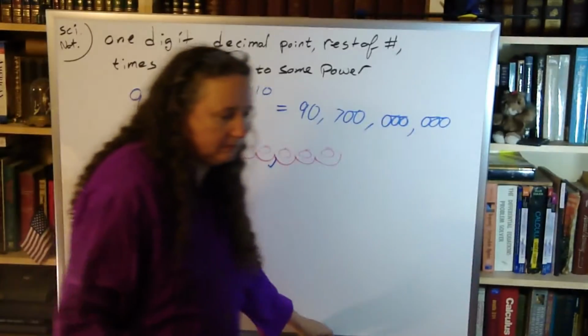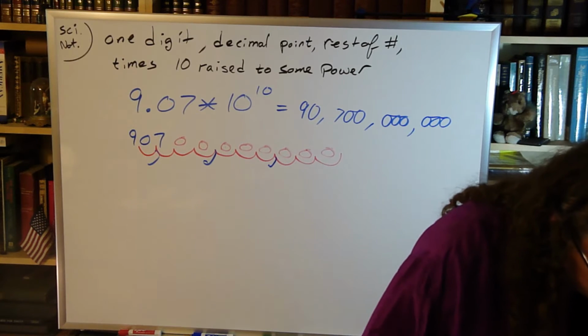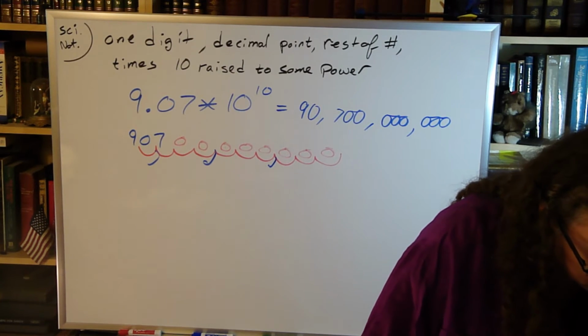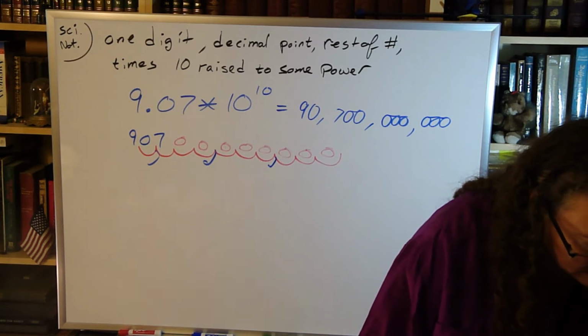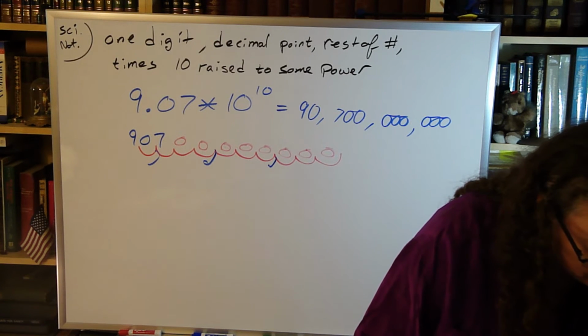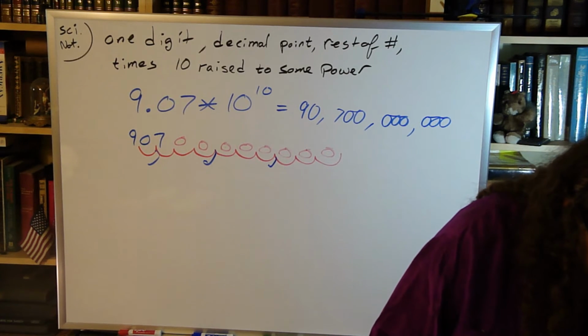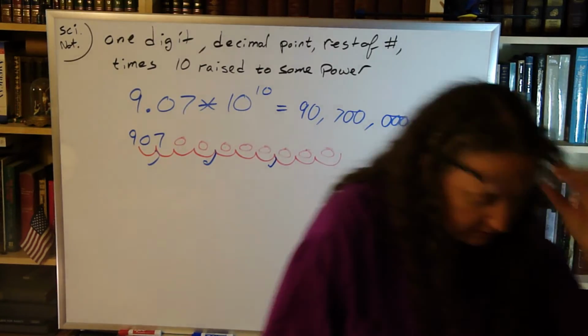Next problem. In chemistry, Avogadro's number is the number of atoms in 1 mole of an element. Avogadro's number is 6.022141199 times 10 to the 23rd. Write this number in standard notation.